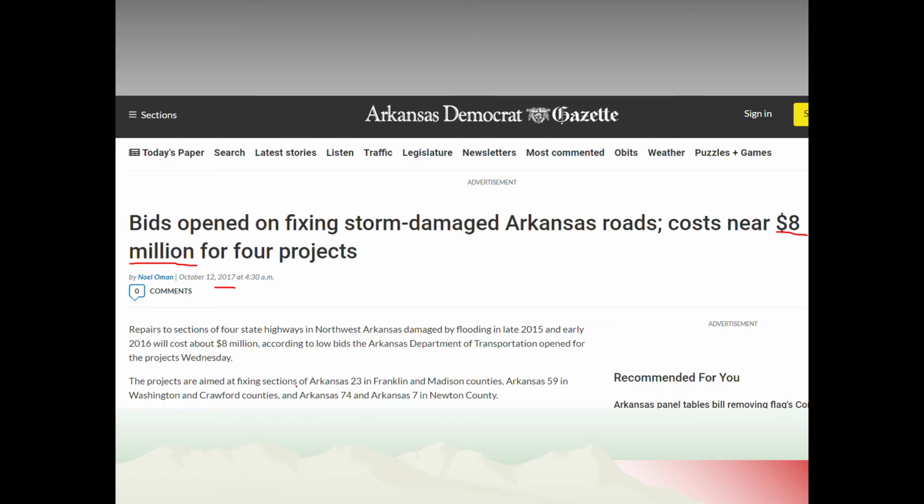The projects are aimed at fixing locations of Highway 23 in Franklin and Madison counties, and Highway 59 in Washington and Crawford counties, and these other areas that are fairly rural. And these aren't heavily used roads. A lot of you probably haven't even driven on these roads. And it cost $8 million to fix these things. To put that in perspective, there's maybe a million and a half taxpayers in the state of Arkansas. So essentially, everybody's going to pay $5 to $8 to fix these roads. Hey, that's $5 to $8 I could have done something else with.